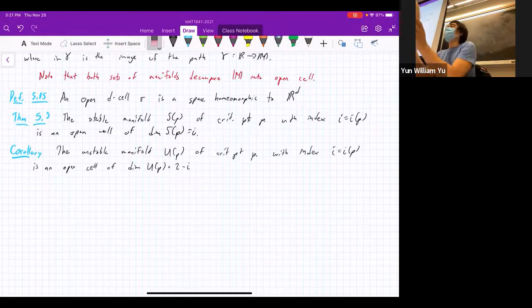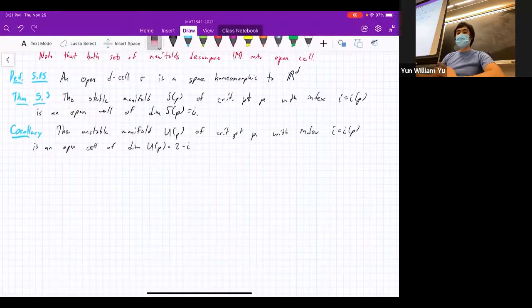Note that the closures of manifolds are not necessarily homeomorphic to the closed ball. So let's go back to the points that we were making. Because if you take the closure of this line here, the closure of that ends up becoming the circle. And the circle is not homeomorphic to a ball.